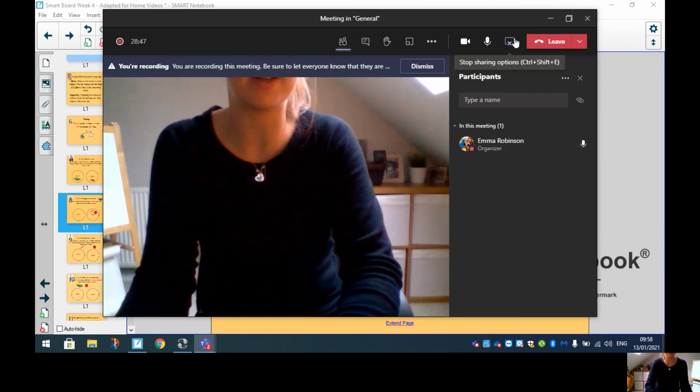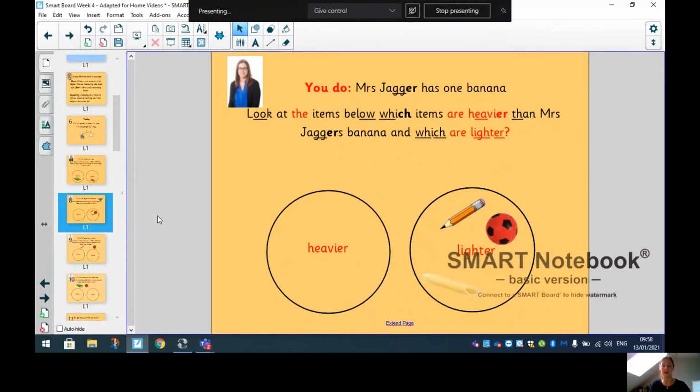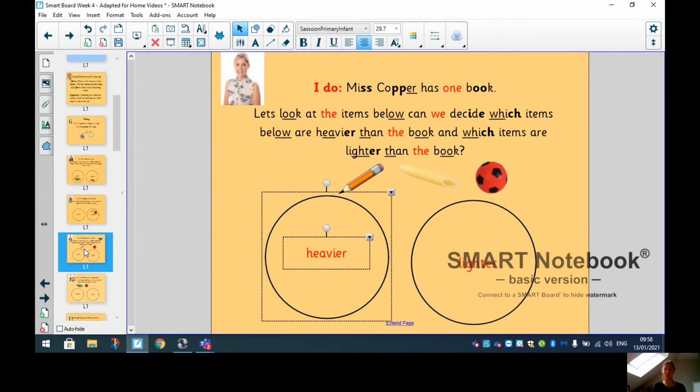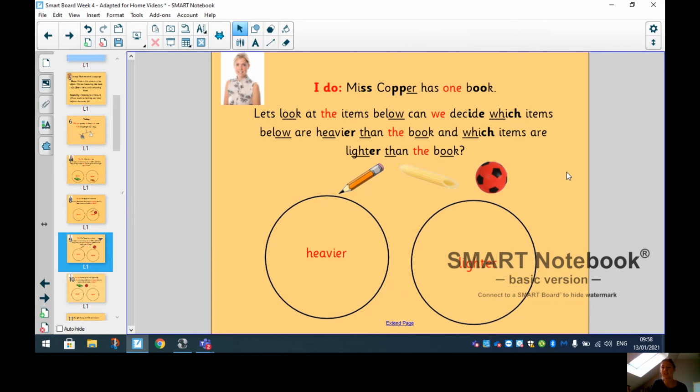Okay. Let's see. Right, who do we have now? Let's have a look. We have Miss Cooper. Miss Cooper has one book. Let's look at the items below and can we decide which items are heavier than the book and which items are lighter than the book. Okay, so she has got a pencil, a piece of pasta and a ball.